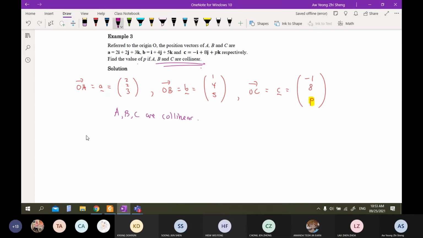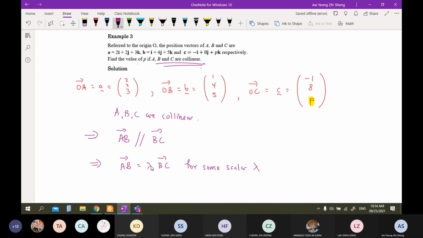A, B, C are collinear. This means if we form any two vectors using the points A, B, and C, they are guaranteed to be parallel, right? So we just simply form two vectors. So we can say AB is parallel to BC. That means AB is equal to lambda BC for some scalar lambda.